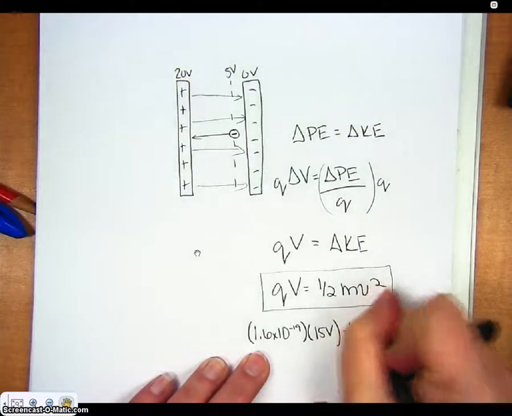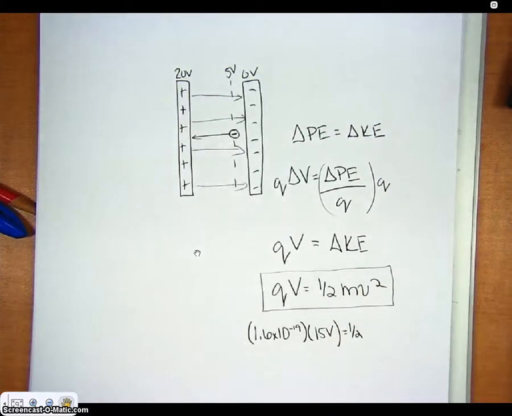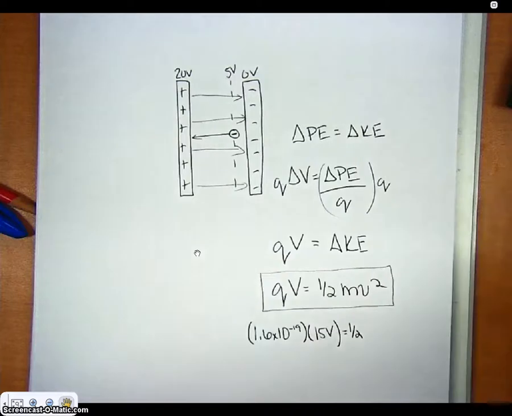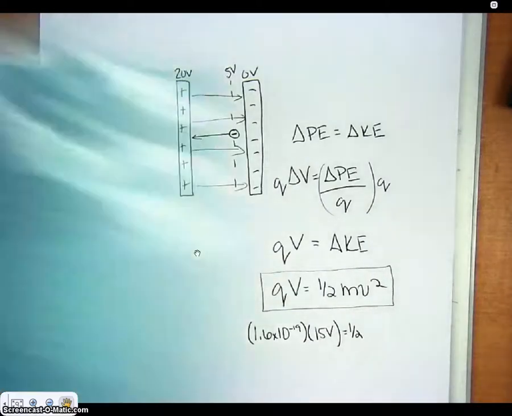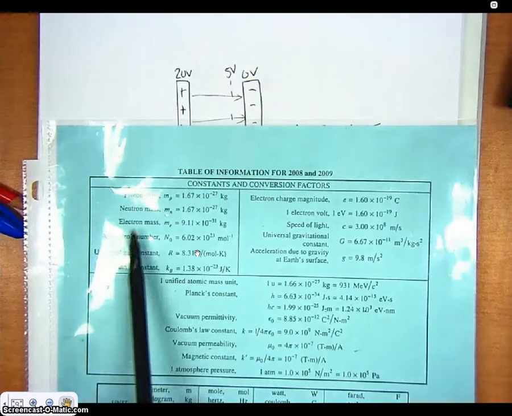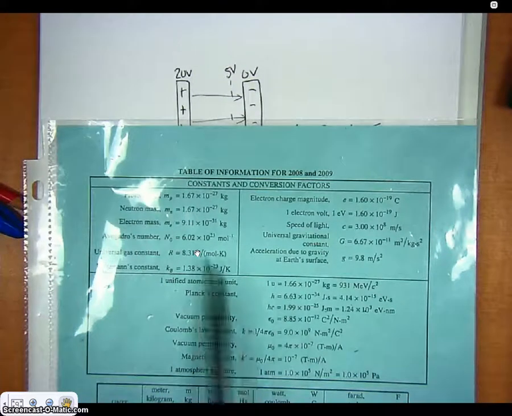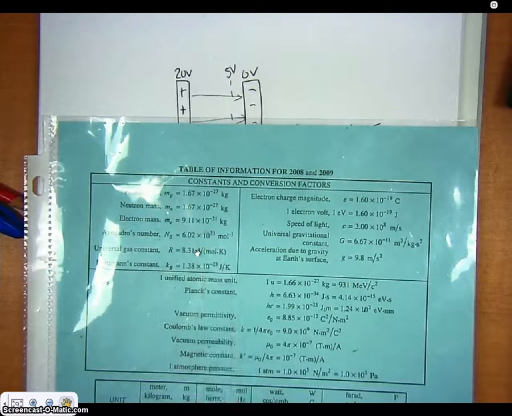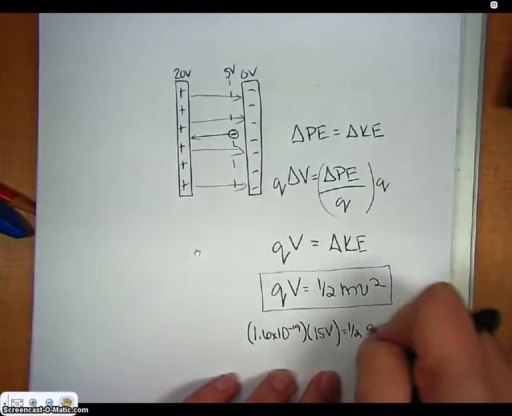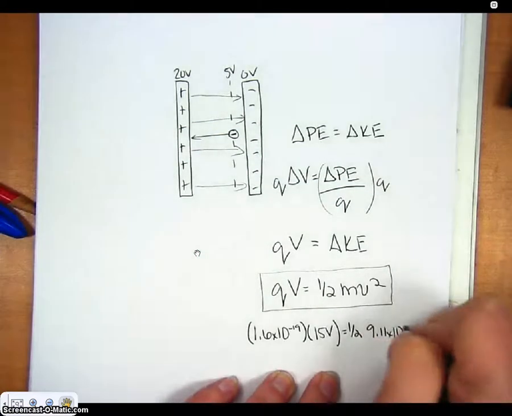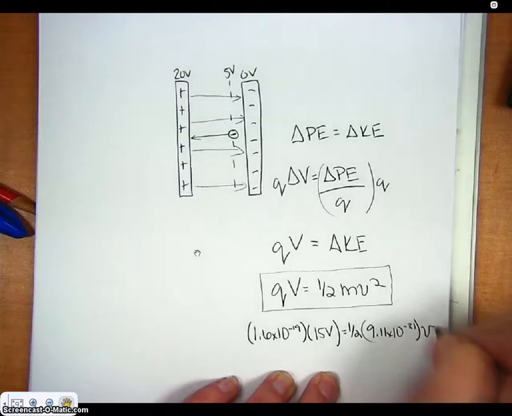It's equal to 1/2, and then the mass. It's important to note that on your tables of information, you are told the mass of a proton and electron, so you always know the mass of these particles. And that is right here: electron mass, neutron mass, proton mass. So it's 9.11 times 10 to the negative 31, times v squared.